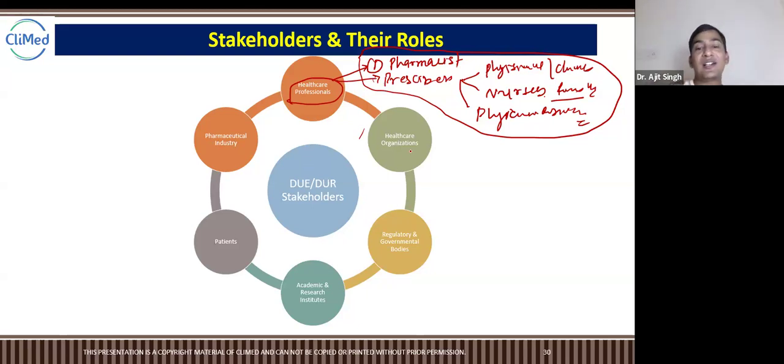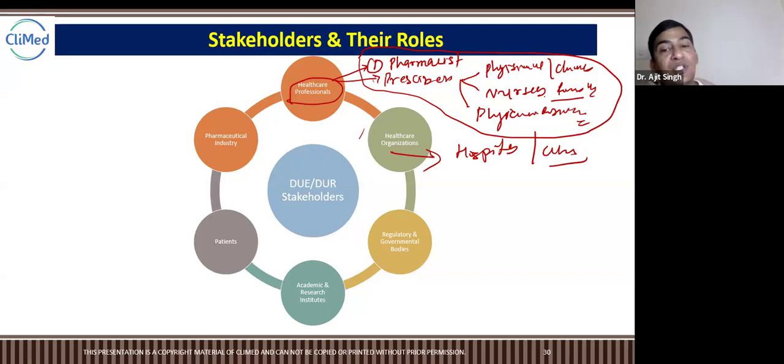Now the second thing is healthcare organizations. What are the healthcare organizations? First is hospitals and clinics. You know why? Because they implement the DUE or DUR programs as part of clinical governance or quality assurance. They also provide access to the resources, the records, the electronic health records for the comprehensive evaluation. They have the major records. So healthcare organizations like hospitals and clinics are very important.